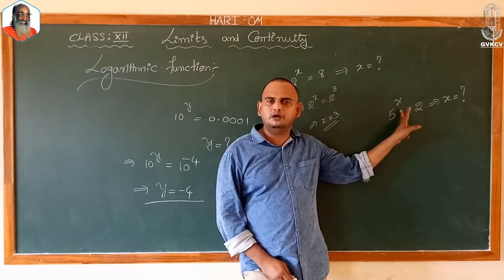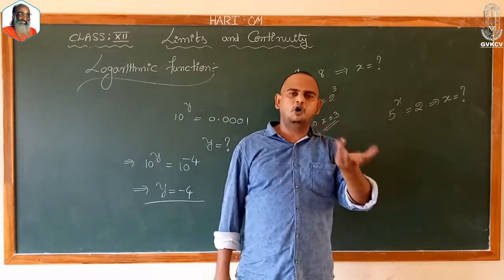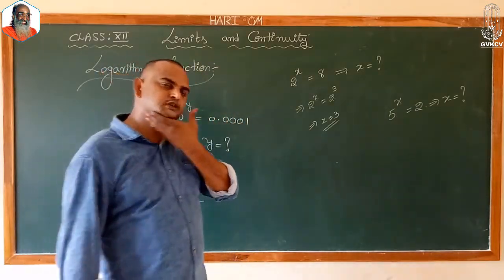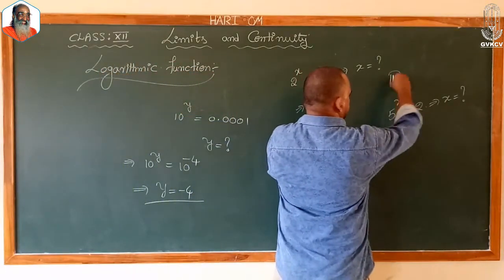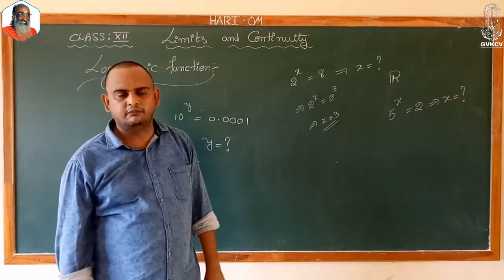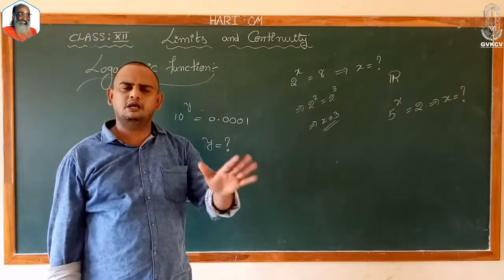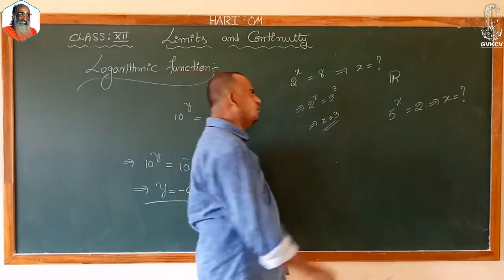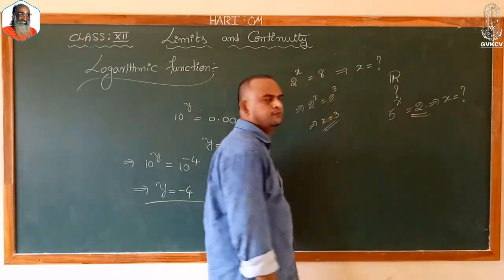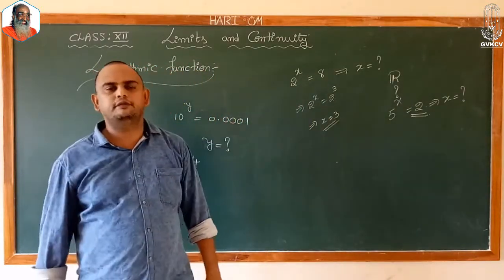Here x is nothing but the input, the domain, and 2 is the output, the range. What is the domain of an exponential function? Real numbers. It means x can be any real number. I can take any real number in place of x. Now, by taking what value of x will my answer be 2? That is the question.